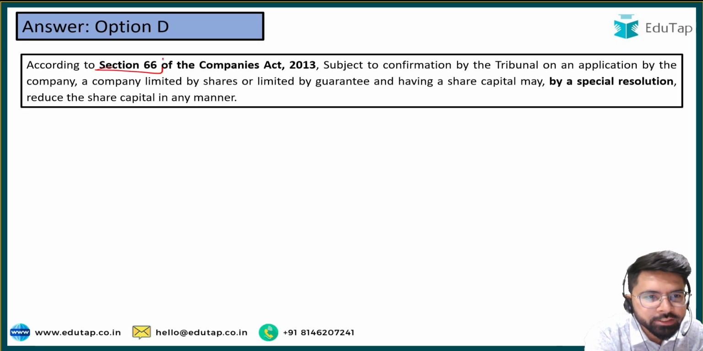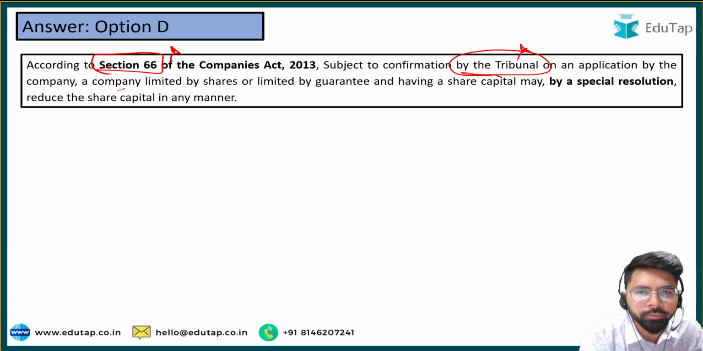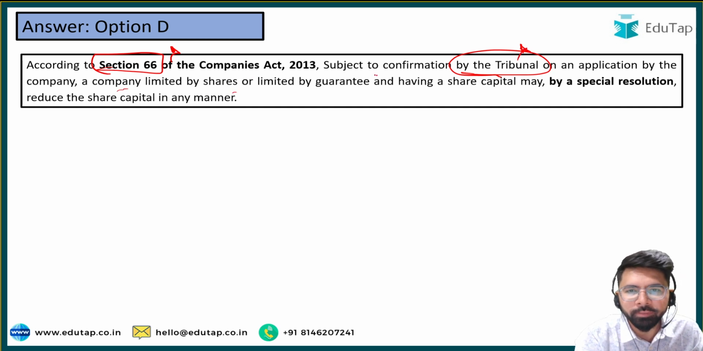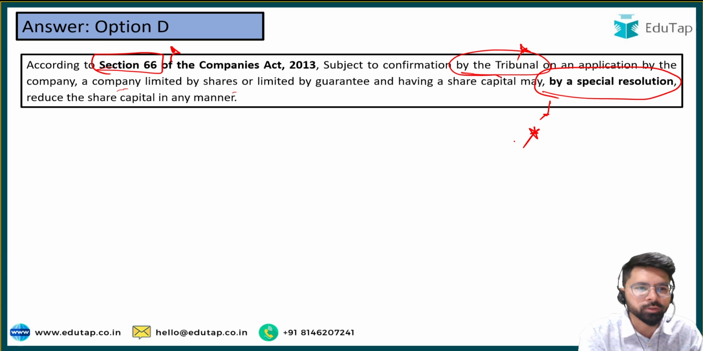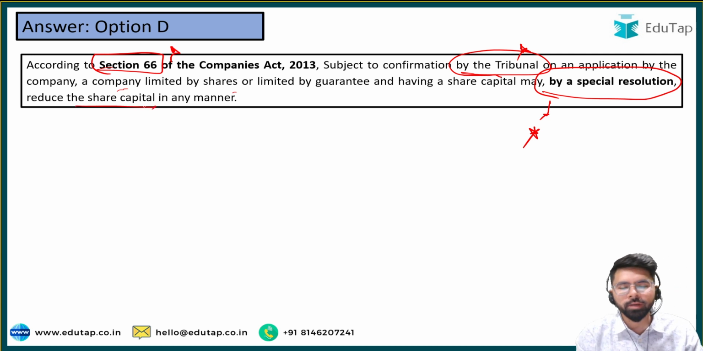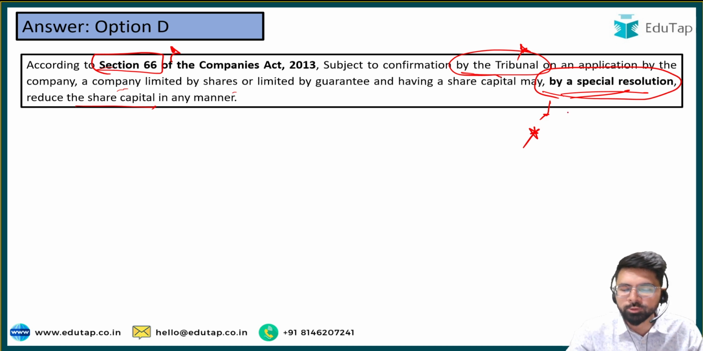According to section 66 of the Companies Act, subject to confirmation by the tribunal, these are the important words, on an application by the company, a company limited by shares or limited by guarantee and having a share capital may, by a special resolution, reduce the share capital in any manner. So friends, it is clearly mentioned that it is through special resolution. Hence the answer is option D.